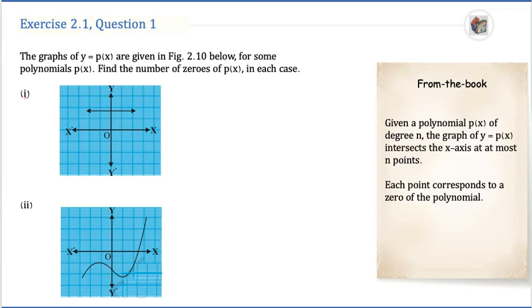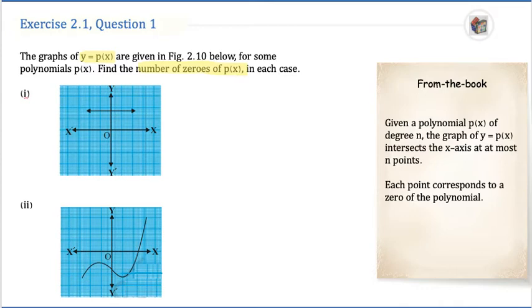Exercise 2.1, question 1. The graphs of y equal to p of x are given in figure 2.10 below. So this is the label that we had in the book. For some polynomials p of x, we have been given the graphs in this question. Find the number of zeros of p of x in each case. So what all do you need here?